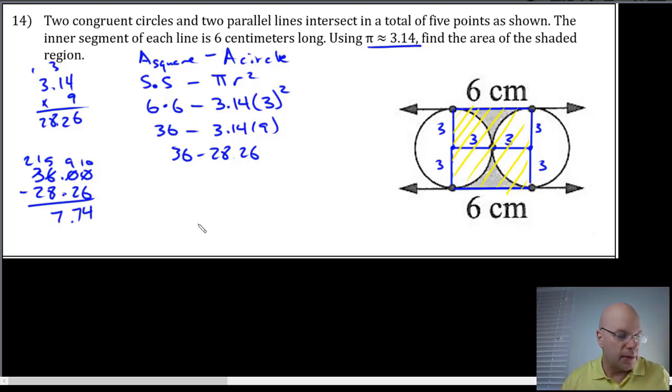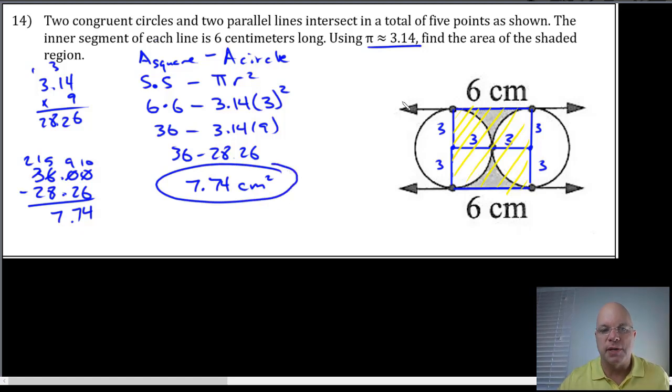7.74 square centimeters is the approximate area. I say approximate because again we used an approximation for pi. 7.74 is the approximate area of the shaded region.